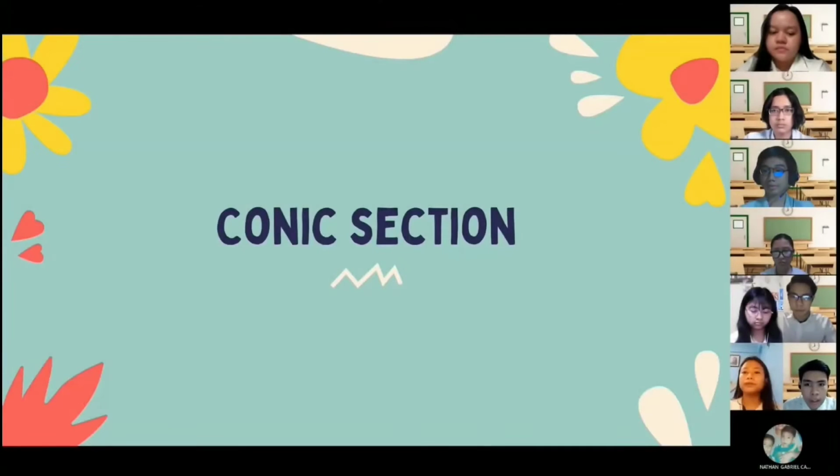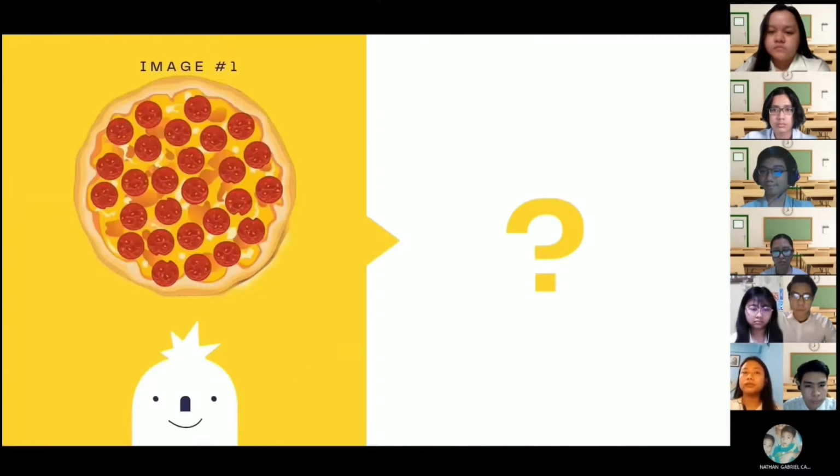We all know that there are a lot of occurring curves in the world. Before we begin this discussion, let's try to name some of the given pictures. Can you guys tell me which shape of curve this is? Yes, Carla. Sir, that's a circle.